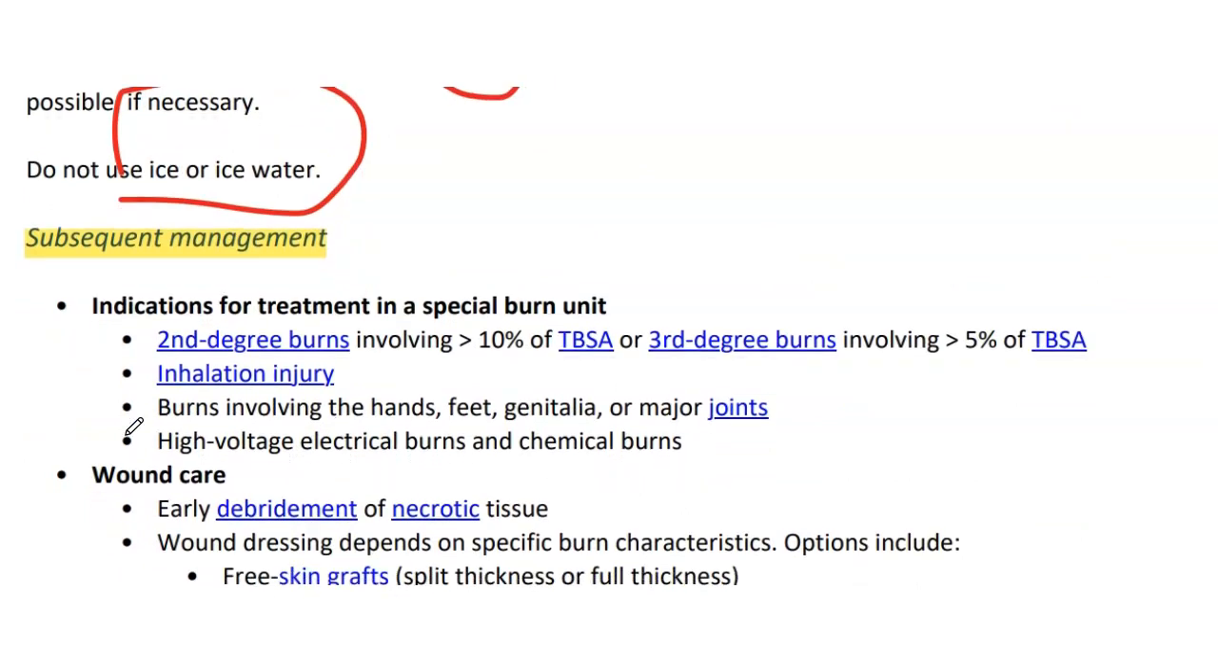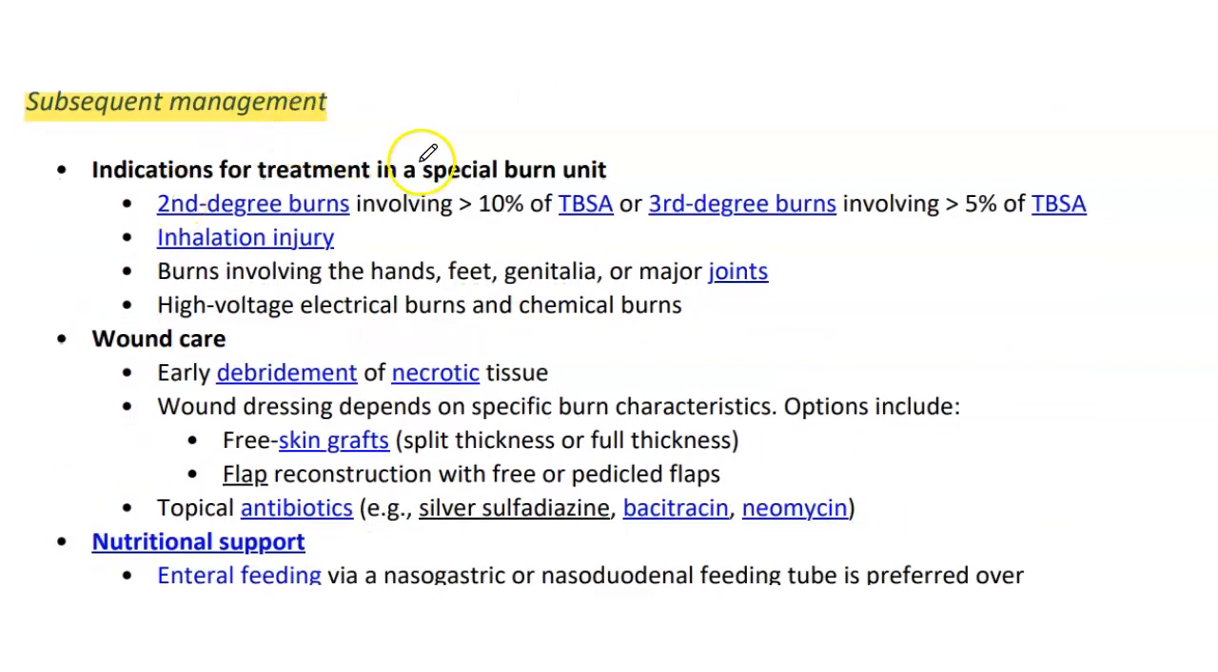Then we have subsequent management. What are the indications for treatment in a special burn unit? Special burn unit treatment indications are second degree burn involving greater than 10% of the surface area or third degree involving greater than 5% of the surface area, inhalational injuries, burns involving the hands, feet, genitalia or major joints, high voltage electrical burns, and chemical burns.